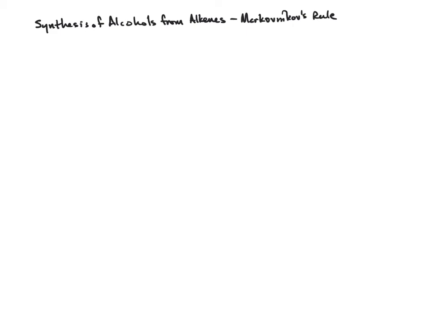In this tutorial screencast, we're going to look at the synthesis of alcohols from alkenes using two different methods, namely the hydration of alkenes and hydroboration of alkenes. This is going to be an example of Markovnikov's rule in the addition of an electrophile to a pi bond. The two methods we're going to look at are hydration and hydroboration oxidation.